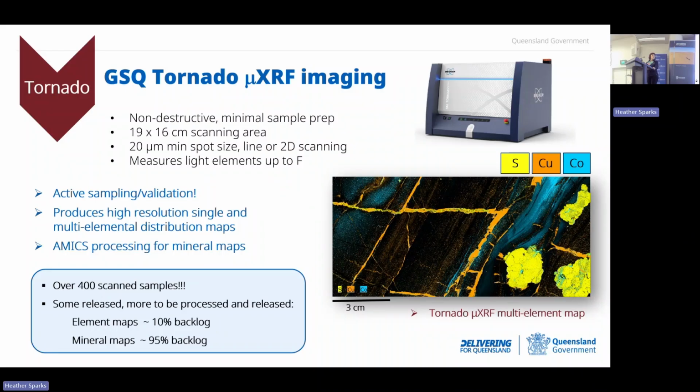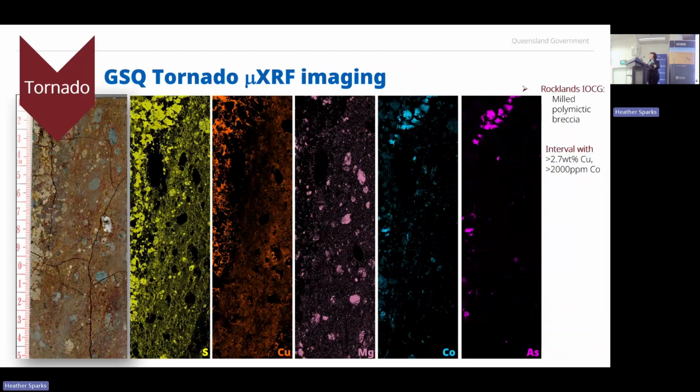In the next slide, I show you an example of those single element maps. This is a sample from one of our RSG deposits, Rocklands, and this is a milled polymictic fracture. In this sample, we know from the whole-of-hole geochemistry that this is from an interval with high copper and cobalt content. The first image is actually the photo of the sample. Then you can see the distribution of sulfur, which is mainly your pyrite distribution, and your copper, where you have chalcopyrite.